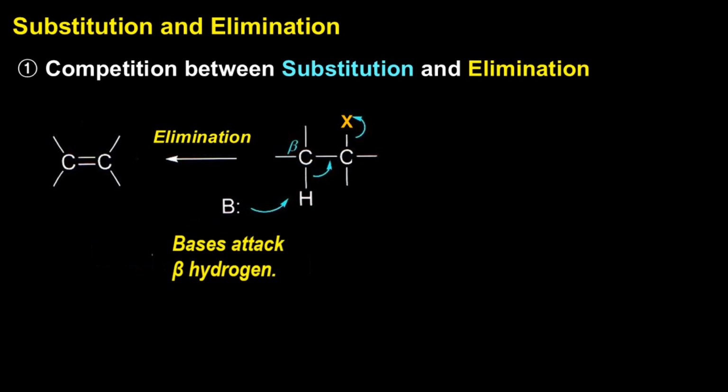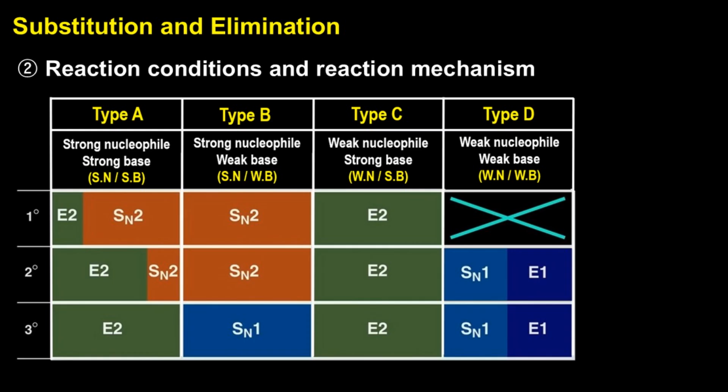And because substitution and elimination can both happen with the same substrate, and even the same reagent, they're often in direct competition. Which one actually occurs depends on several factors: the structure of the substrate, the strength and size of the nucleophile or base, the solvent, and even the temperature. So let's look at how those factors shape the outcome. Now let's zoom out and look at the big picture. How do reaction conditions influence the pathway?